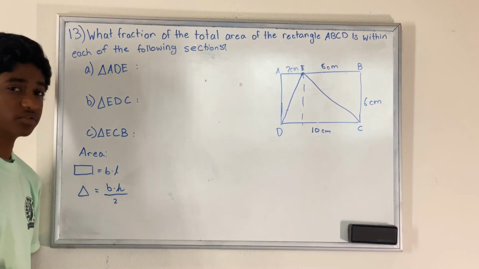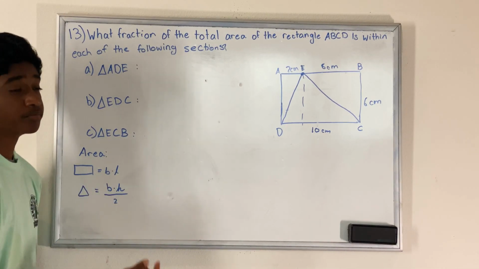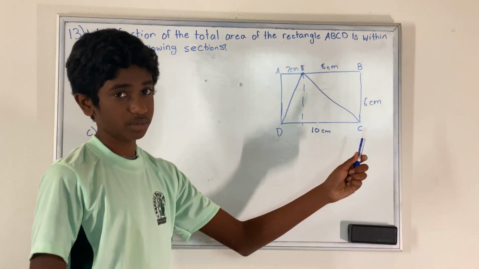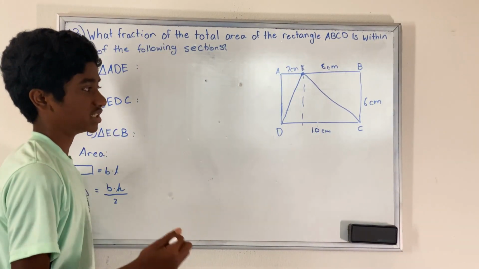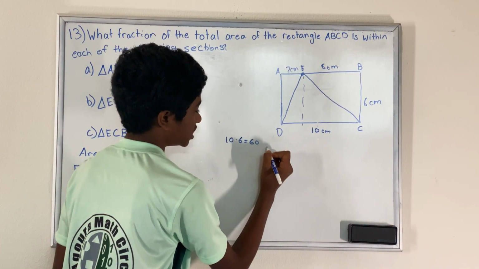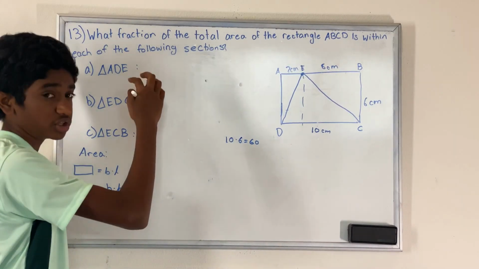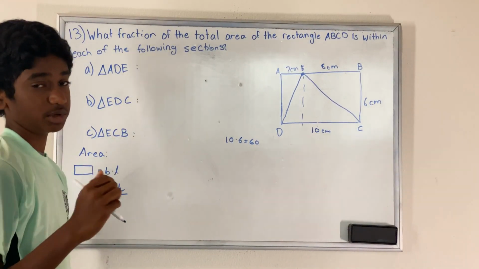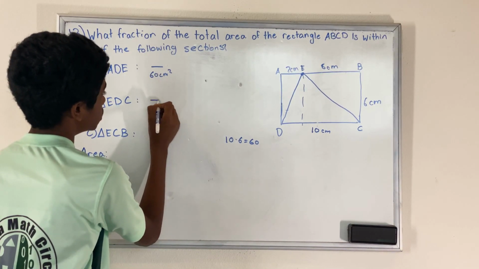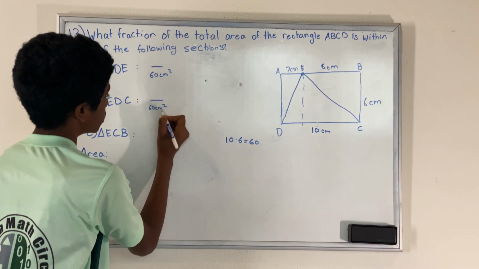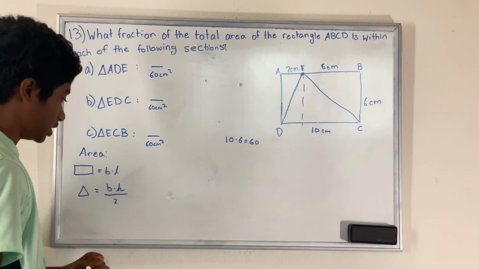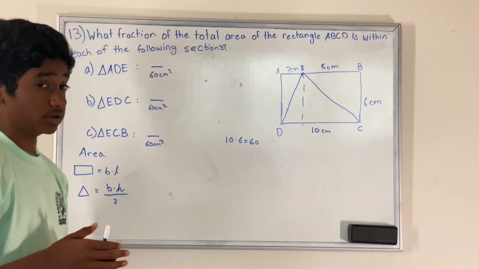So the formula to find the area of the rectangle is base times length. So in this scenario, base is 10 centimeters and length is 6 centimeters. So the area of the rectangle is 60 centimeters squared, because 10 times 6 is equal to 60. So let's write the denominator for each of these as 60 centimeters squared. Okay, next, we had to find the area of each of the triangles.